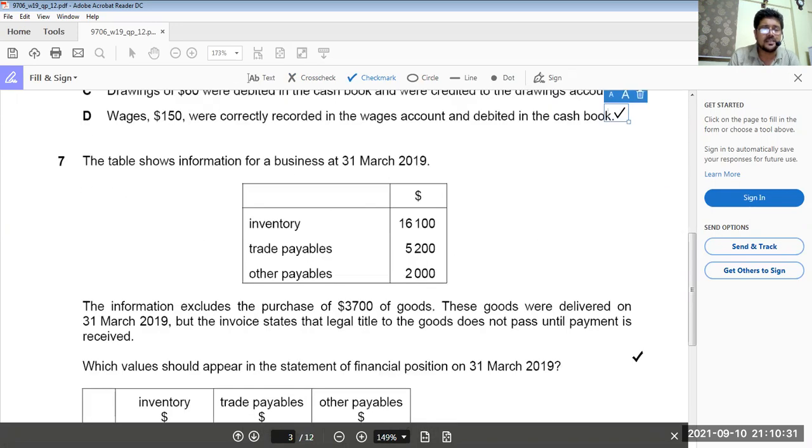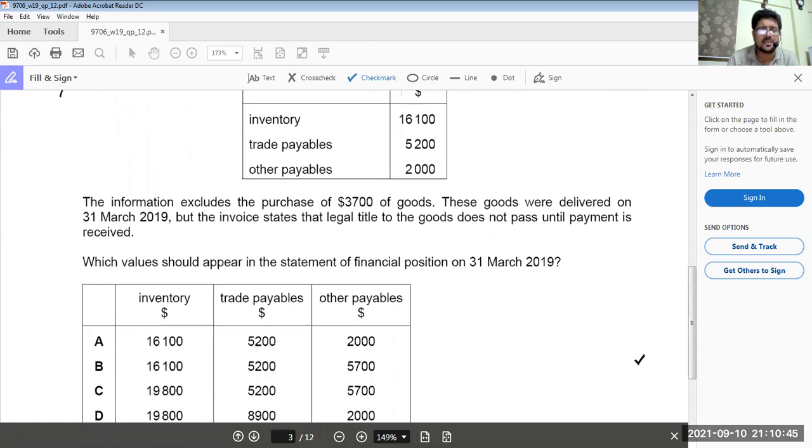Now the table shows information for a business, 31st March 2019. Inventory, trade payables, other payables. Okay. The information excludes the purchase of 3,700 goods. These goods were delivered on 31st March 2019, but invoices state that the legal title of the goods does not pass until payment is received. Which value should appear in the statement of financial position?